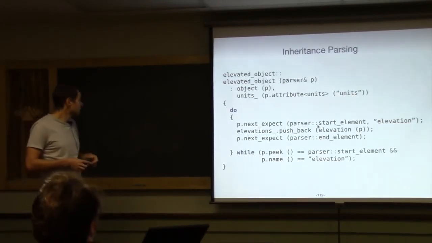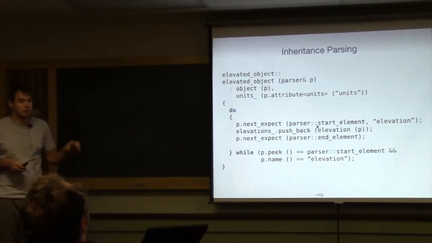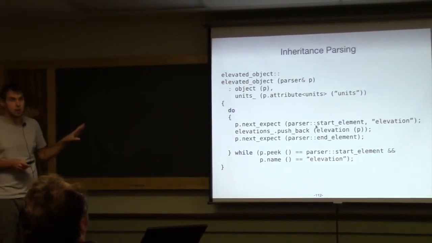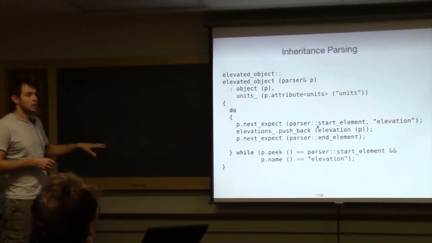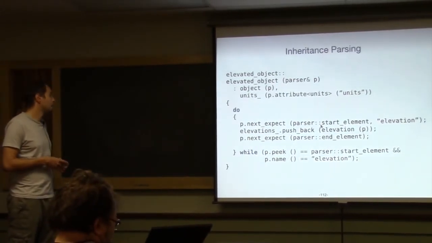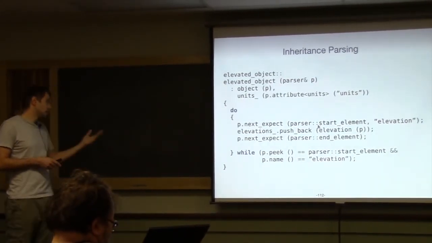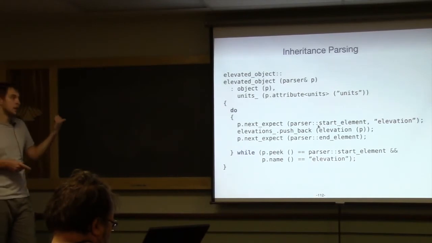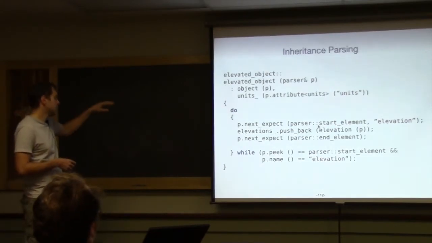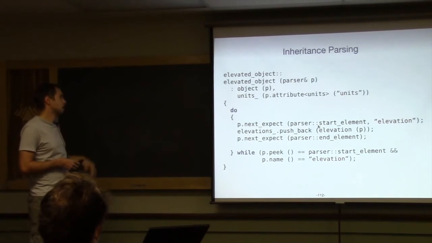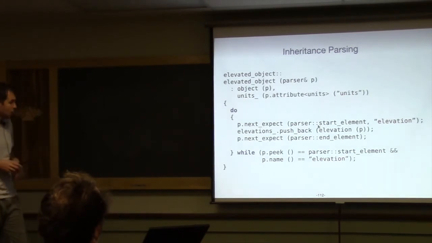Here's the constructor for the elevated object. Here I went back to our original architecture where we make the caller responsible for handling the start and end of the element. That's the only way to implement inheritance. If you handle start and end inside the constructor, this whole thing falls apart.